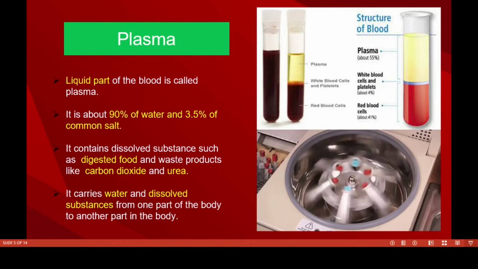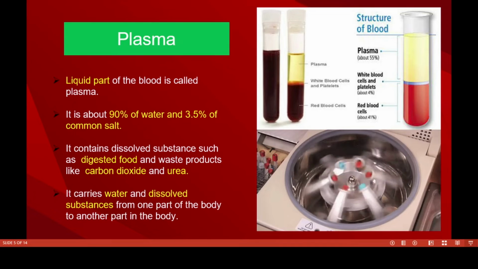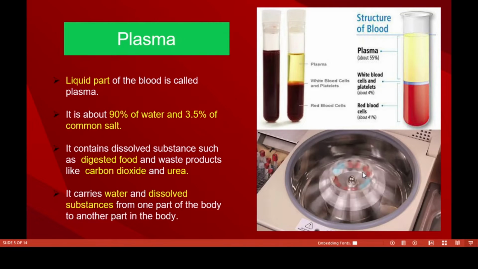So what is the function of the plasma? It carries water and dissolved substances like nutrients from one part of the body to another part. This plasma alone supplies nutrients, and also removes waste products like carbon dioxide from the body cells to the respiratory organs. Here, look at the picture. This is known as a centrifuge. It's a machine that helps to separate the components of the fluid.